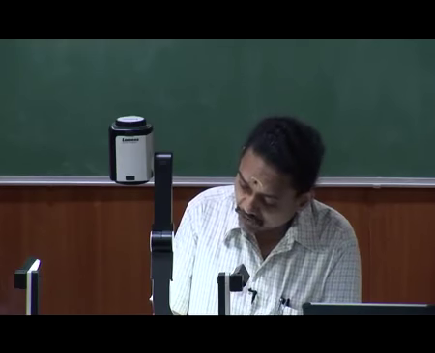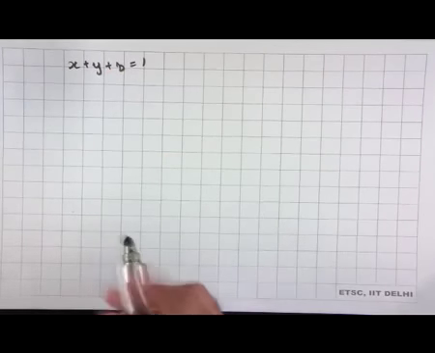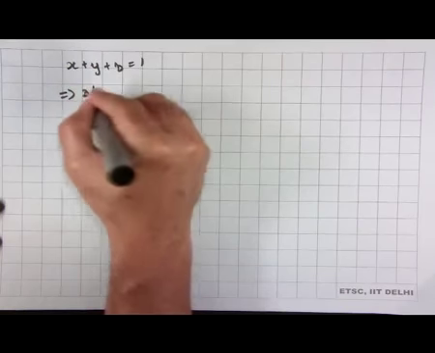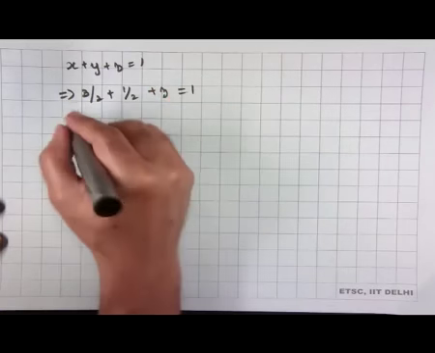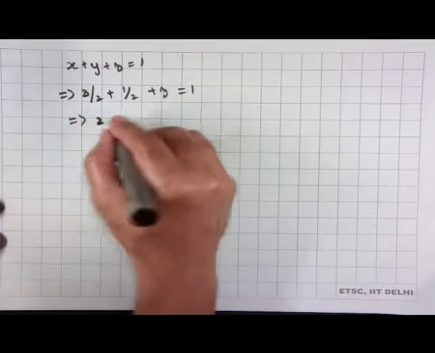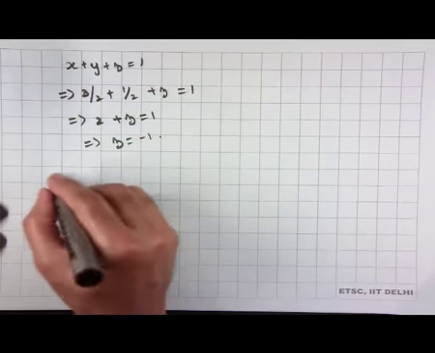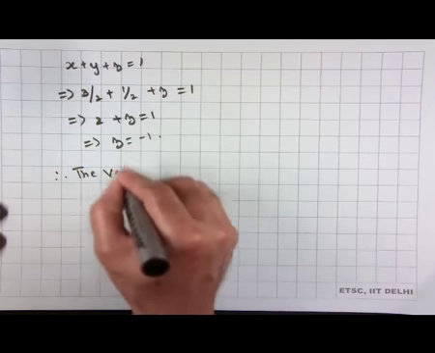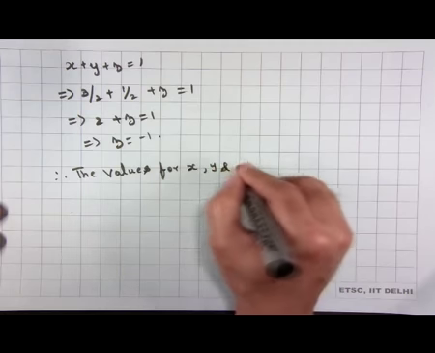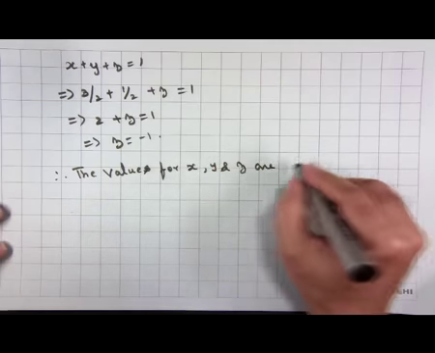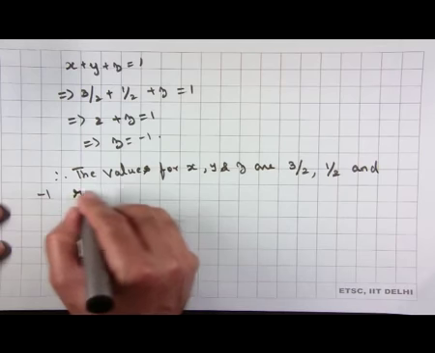Now, finally, let us look at the first one, x plus y plus z equal to 1. This is what I have. Now, the value for x is 3 by 2 and the value for y is 1 by 2, plus z equal to 1. That implies 3 by 2 plus 1 by 2 which is 2, plus z is 1, that implies z equal to minus 1. Therefore, the values for x, y and z are 3 by 2, 1 by 2 and minus 1 respectively.